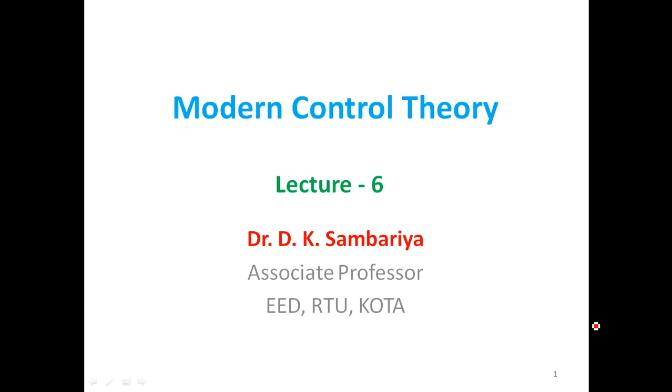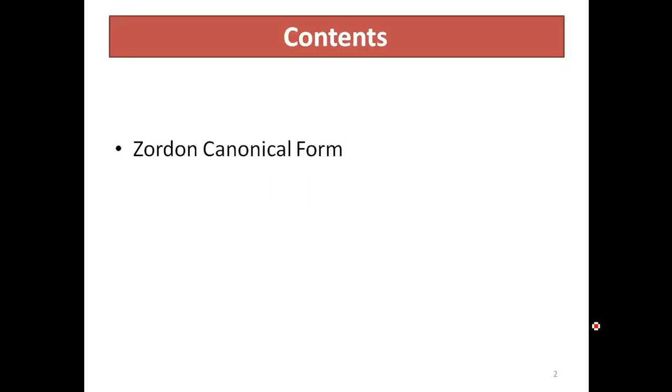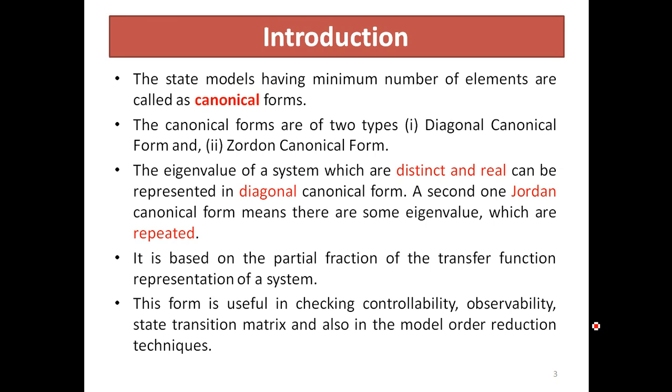Everybody. So this is lecture number 6 from modern control theory. In this lecture we will be considering the Jordan canonical form representation of the systems. So here it is also a canonical form like the diagonal canonical form.